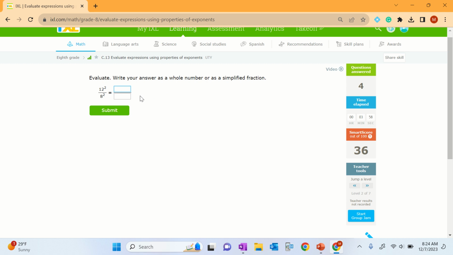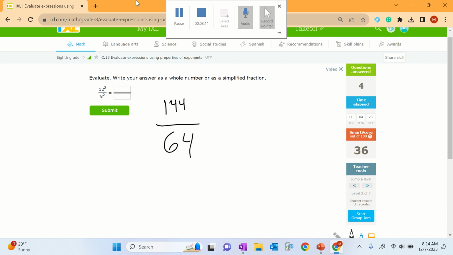12 to the power of 2 divided by 8 to the power of 2. Okay, now we don't have the same exponential base. So here we just have to carry out the multiplication. 12 to the power of 2, we get 144 over 8 to the power of 2, we get 64. So now we have a fraction, we need to simplify it. It says write your answer as a simplified fraction. So let's do that now.